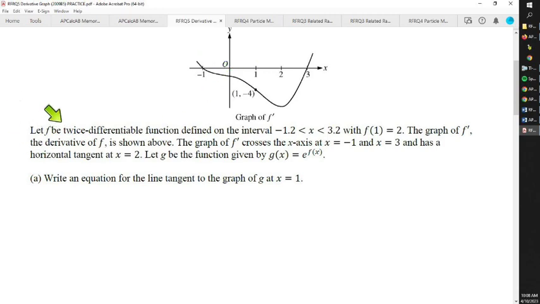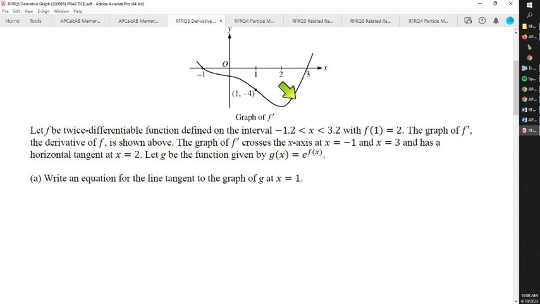It says let F, if you're good at scanning, this is like when you scan. Like you kind of gather information, but you don't look too deeply into the information, okay? So let F be a twice differentiable function defined on this interval. That's kind of weird, negative 1.2 and 3.2. With f of 1 equaling 2. Okay, so f of 1 equals 2.